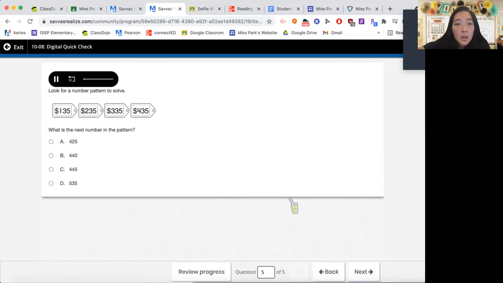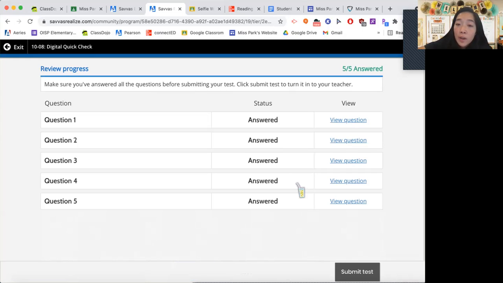And then look for a number pattern to solve. What is the next number in the pattern? So if we're adding 100, 135, 235, 335, 435. So the next number, we would add another 100. So the 4 would become a 5 to make 535.